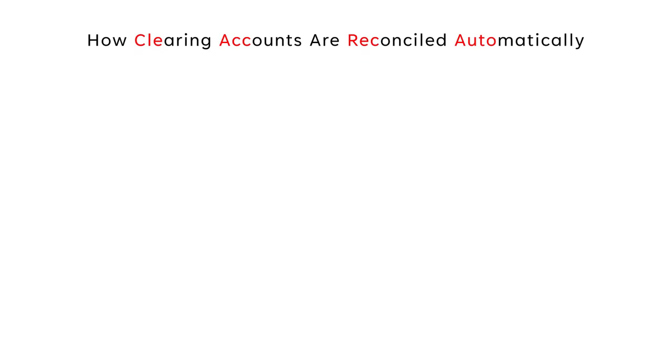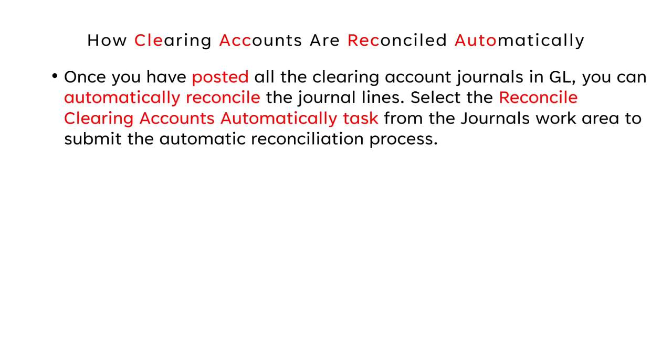How are clearing accounts reconciled automatically? As we said before, once you make all of the setups, either specify ledger options, enable the reconcile attribute for the Manage Value Sets values, and define the reconciliation types and the inherit segment values attributes, once you have posted all of the clearing account journals in GL, you can automatically reconcile the journal lines. You just select the Reconcile Clearing Accounts Automatically task as a run process from Scheduled Processes from the Journals work area to submit the automatic reconciliation process.